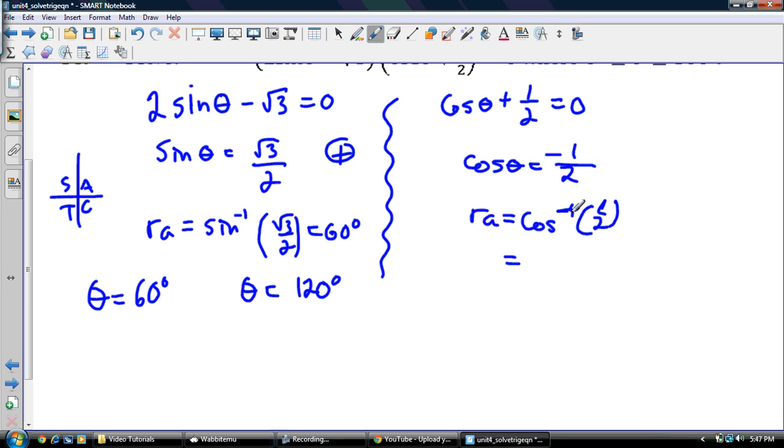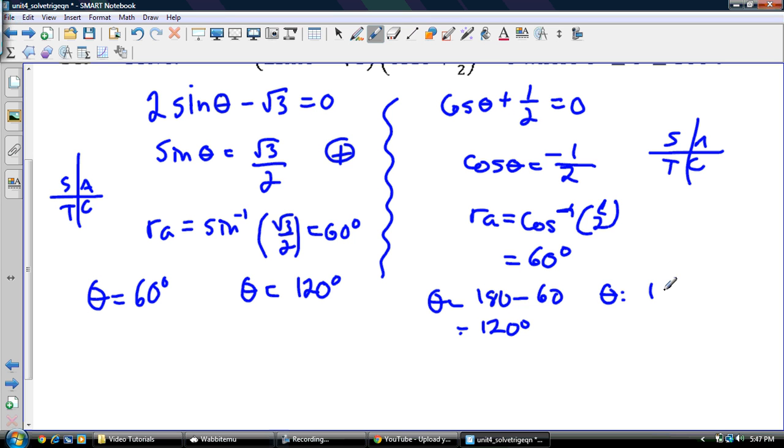Okay, so cos inverse of 1/2, that's going to be 60, again checking on your calculator if need be. And then we have to use the CAST rule again. C-A-S-T. So where is cos negative? It's -1/2, and cos is negative in S and T, which is quadrants 2 and 3. So we're going to have theta equal to 180 minus 60, which is another 120, and theta equal to 180 plus 60, which is 240.